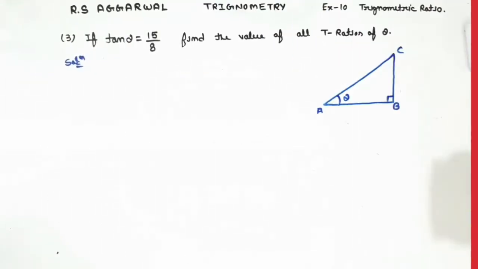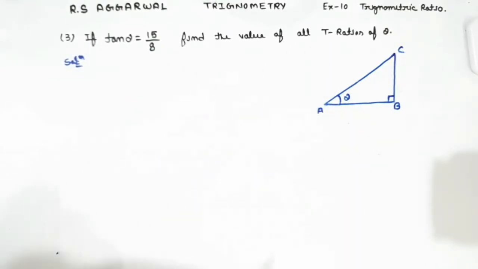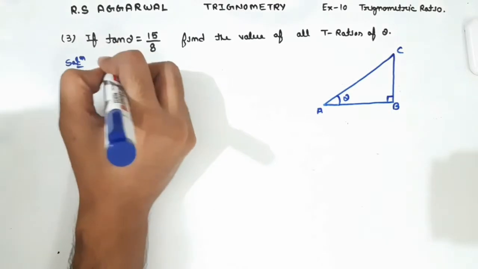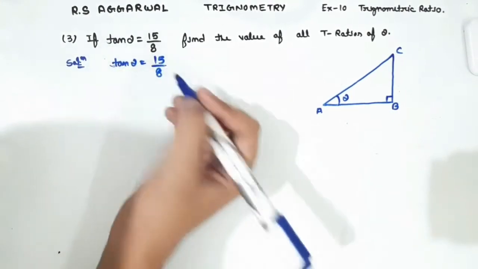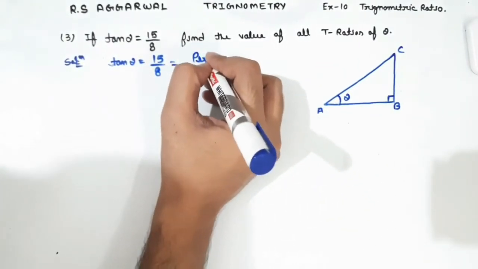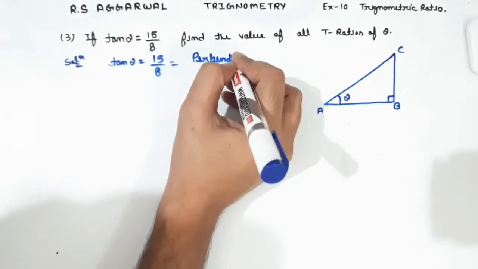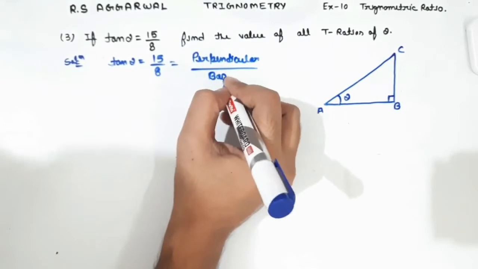R.S. Agrawal, Trigonometry, Chapter 10, Trigonometric Ratio, Exercise 10. Question number 3. If tan theta is 15 upon 8, find the value of all trigonometric ratio of theta. So in this problem, we have given tan theta is 15 upon 8, and we know that tan theta is given by perpendicular upon base.